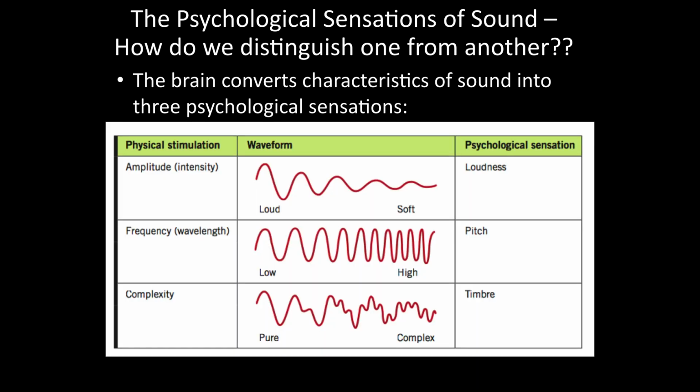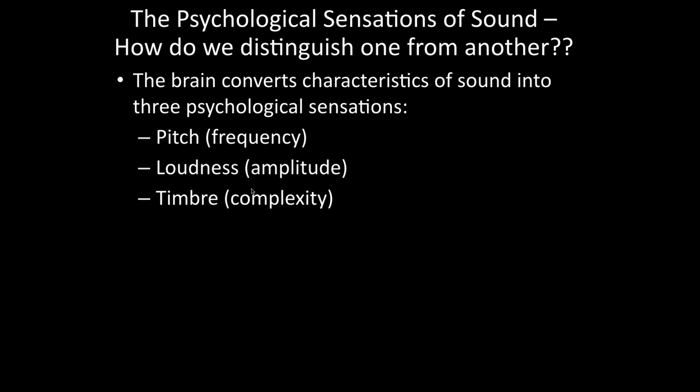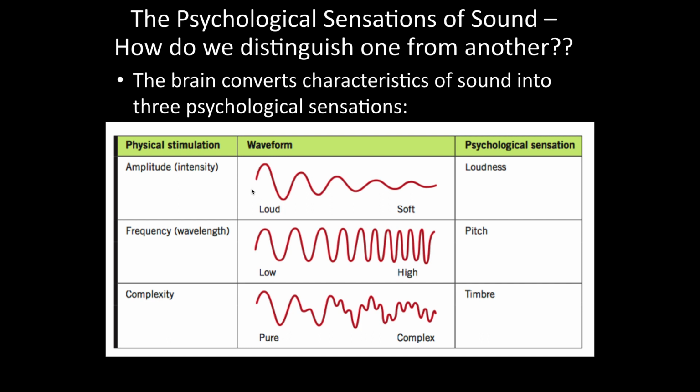So, for example, the amplitude or the height of a wave will determine the wave's loudness, how loud we perceive it to be. So, for a really loud sound, the amplitude would look something like this. For a really soft sound, the amplitude of the wave would look something like this.